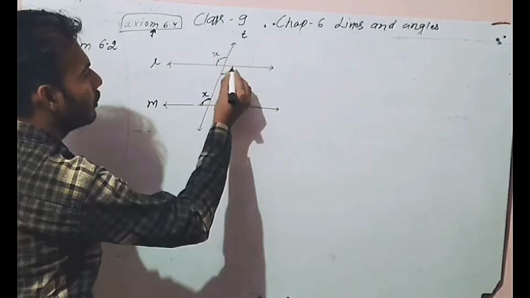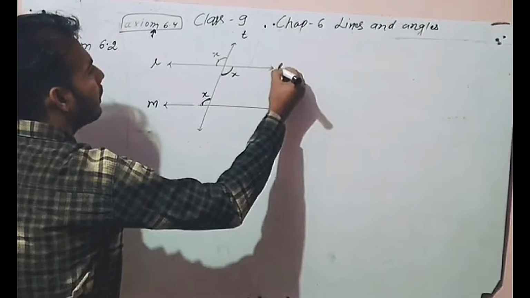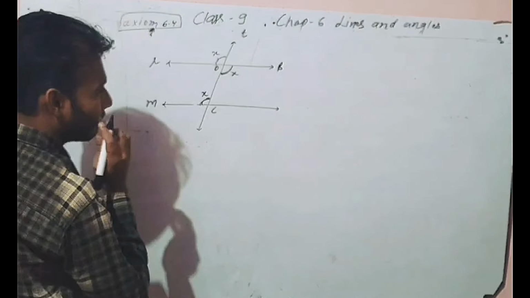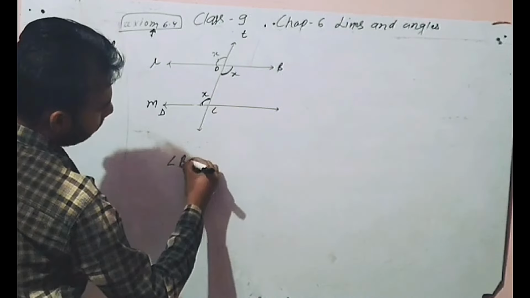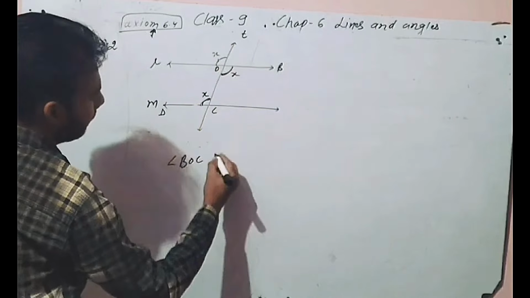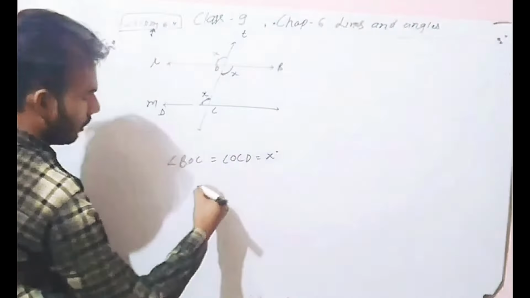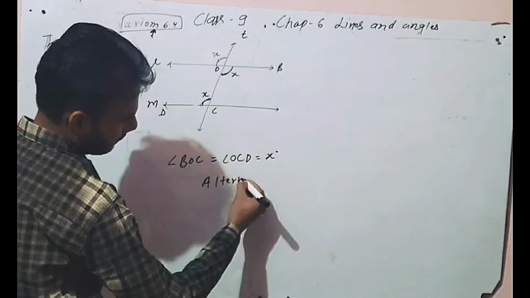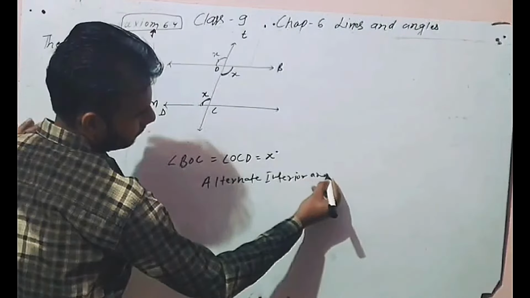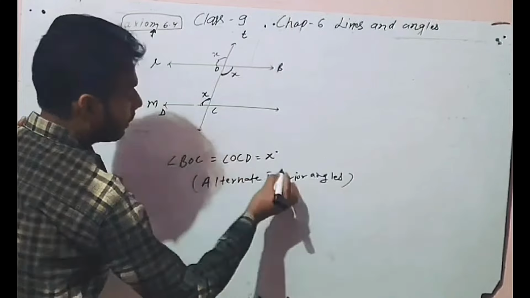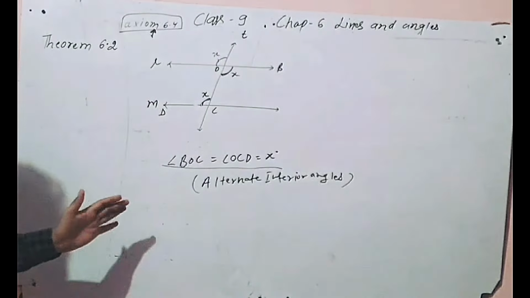Now as you can see, this is also x and this is also x. They both are equal. Suppose I name them B, O, C, and this one D. So angle BOC equals angle OCD equals x. So both are alternate interior angles. So if two lines are parallel, then alternate interior angles are equal. One thing we can understand.